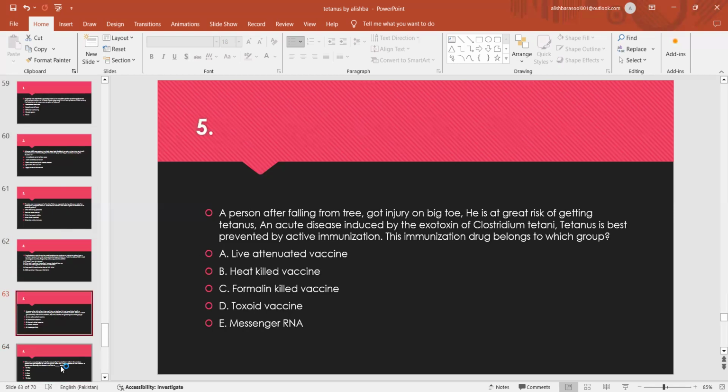A person after falling from a tree got an injury on the big toe. He is at great risk of getting tetanus, an acute disease induced by the exotoxin of Clostridium tetani. Tetanus is best prevented by active immunization. This immunization drug belongs to which group? A. Live attenuated vaccine. B. Heat killed vaccine. C. Formalin killed vaccine. D. Toxoid vaccine. Or is it E. Messenger RNA? D is the right answer.